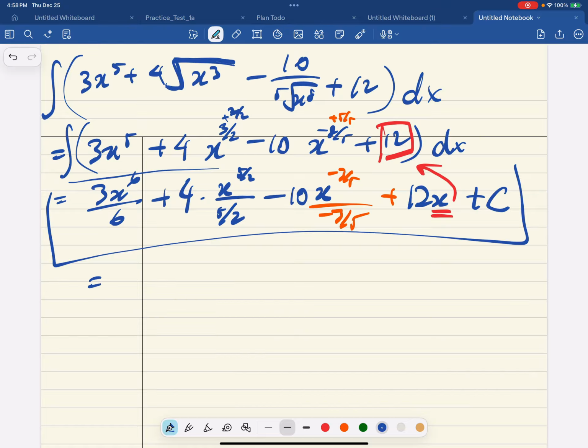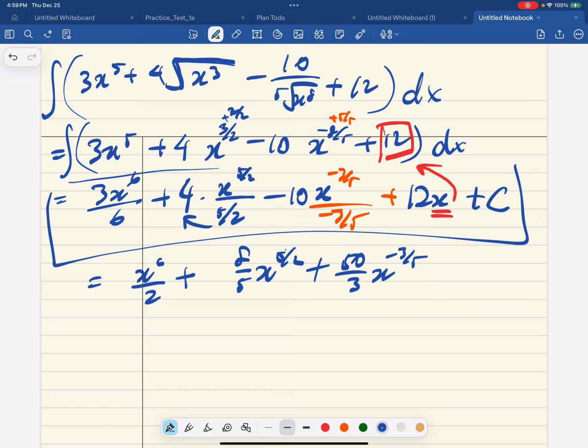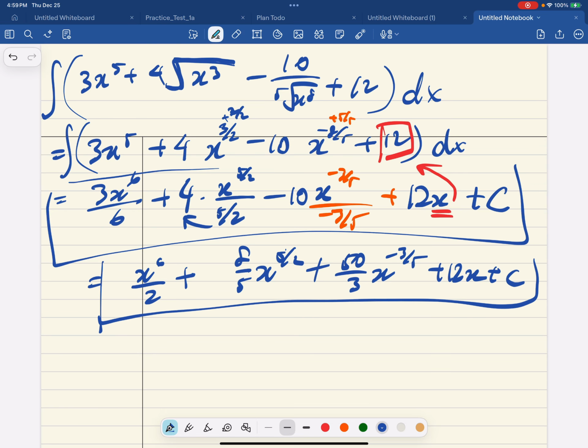You can simplify 3 on 6 to x to 6 on 2. And this one can be multiplied, 4 times 2 on 5, x to the 5 over 2 instead. And this can be even further simplified to 8 over 5, plus 3 over 5 is divided, so 5 over 3, x to the minus 3 over 5, plus 12x plus c is a further simplified answer.